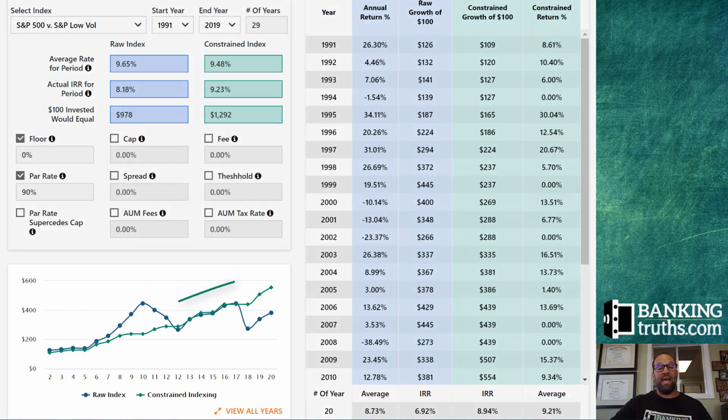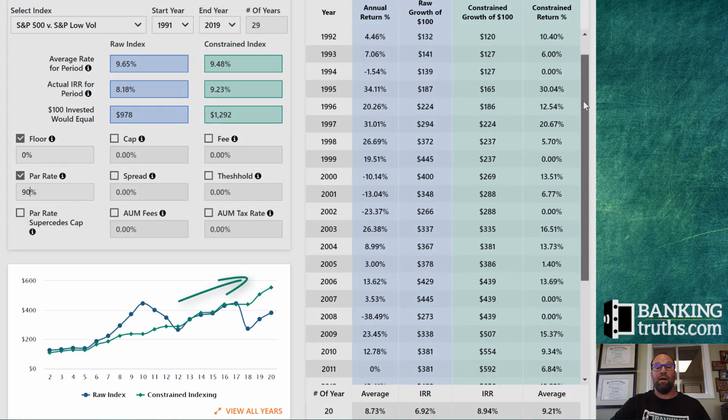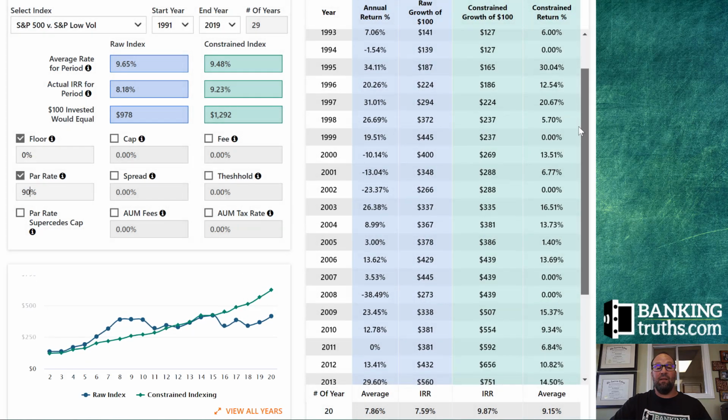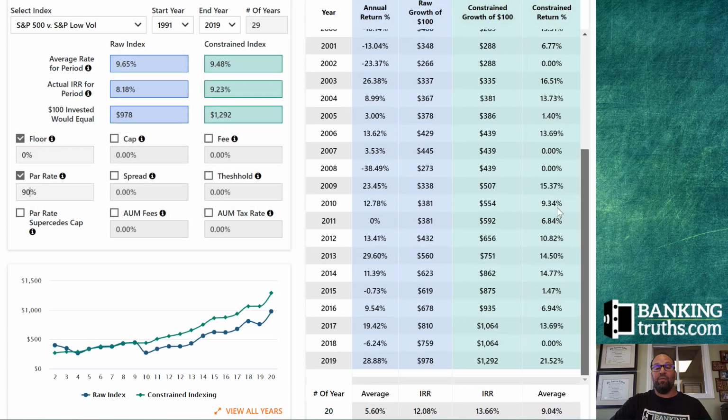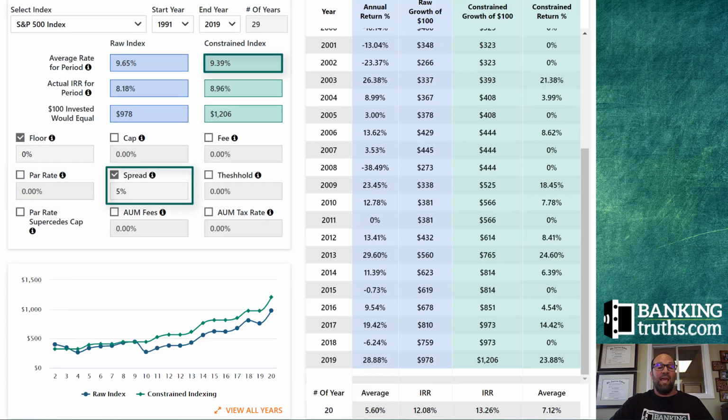And we can see that by looking at the graph, it did very, very well from 1991 on. And if we track it through the last decade, it was actually crushing throughout. If we compare it to the 5% spread, we can see this one averaged 9.48% over the 29 years, and the 5% spread 9.39. So pretty apples to apples.